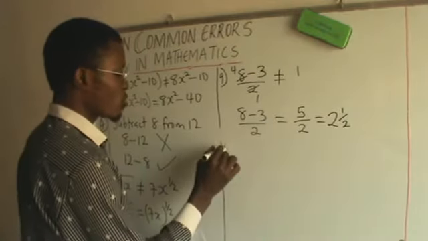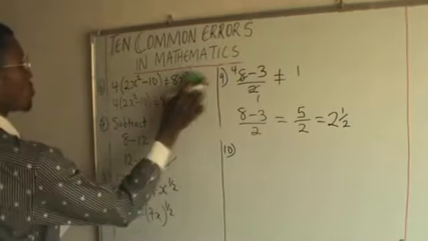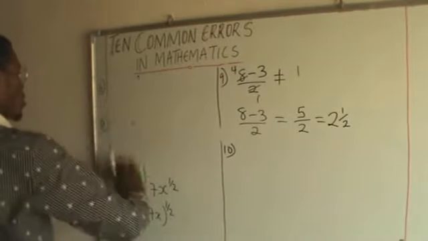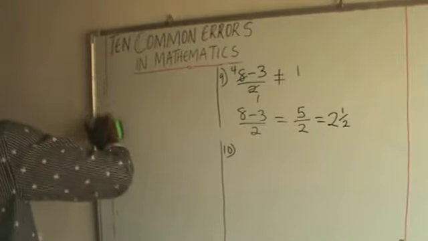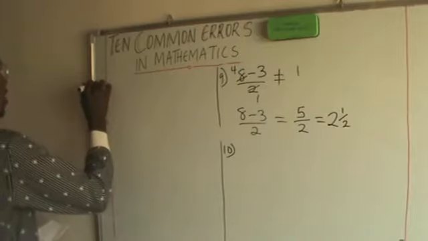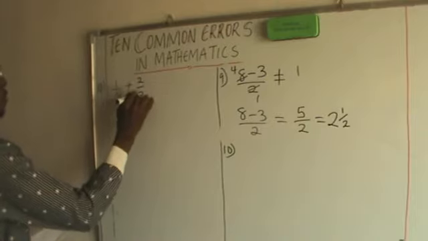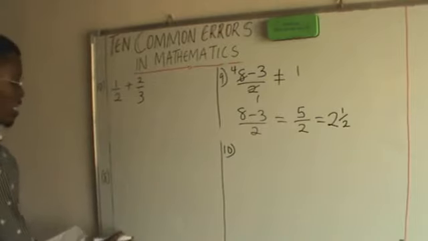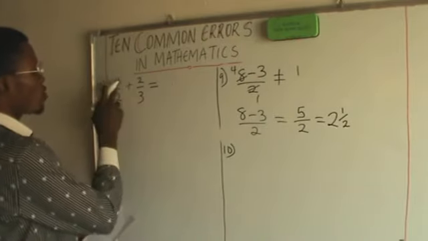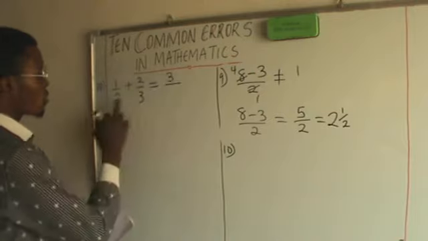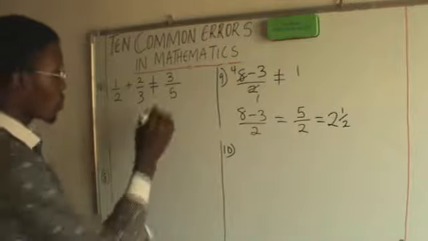Okay? Last but not the least, the 10th error, let me go to this part of the board. The 10th error has to do with addition of fraction. Take for example, we have 1 over 2 plus 2 over 3. Many learners are still having issues with addition of fraction. Some express this as 1 plus 2 to give them 3 over 2 plus 3 to give them 5. This is absolutely wrong. Okay?